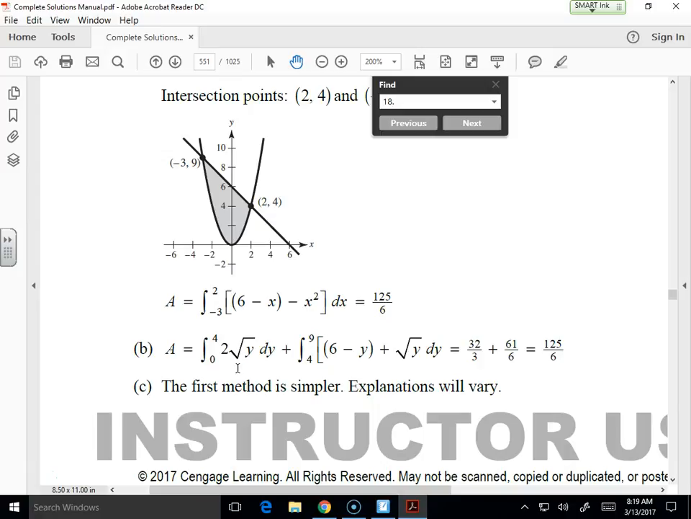You have to split it, because if you were to go right, left, you only make it up to this. All the way up to here, what's on right is the parabola, what's on left is the parabola. Once you get past that, sorry, 0 to 4, that's from y equals 0 to y equals 4, and then from y equals 4 to y equals 9, the line's on right, and the parabola's on left.